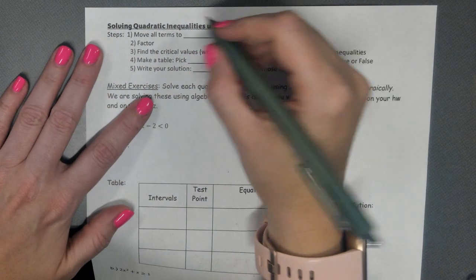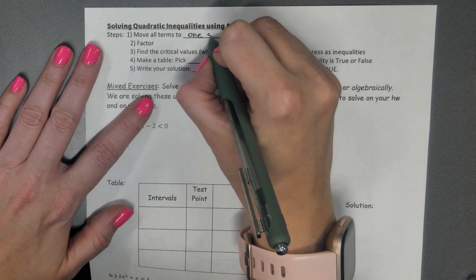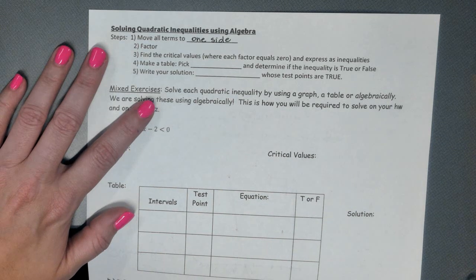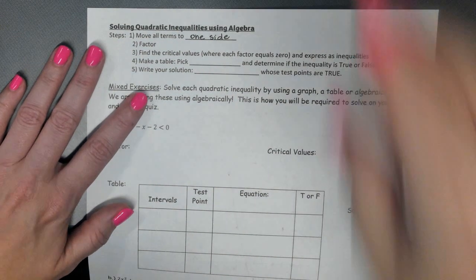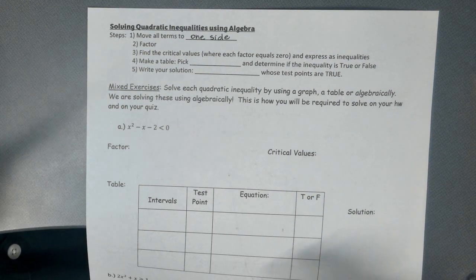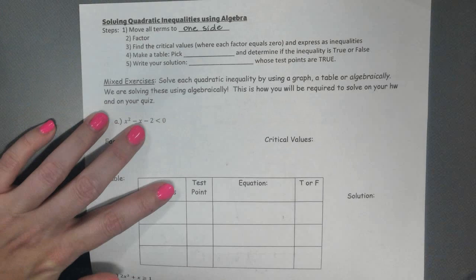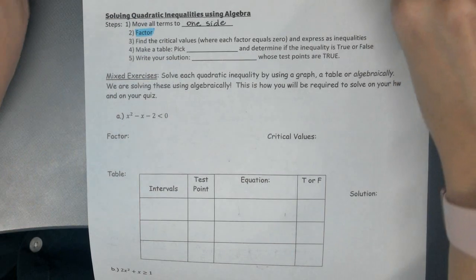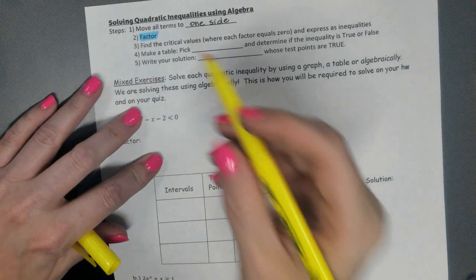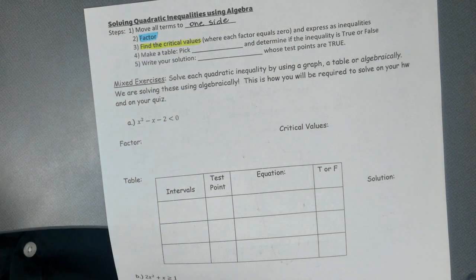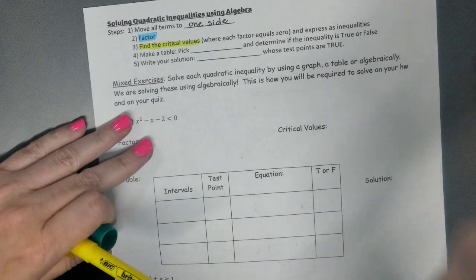So when you're solving using algebra, you move all terms to one side. The good news is sometimes they are already set up for you like that. Then you are going to factor. So that's something that we practiced, so we should be very good at the factoring process. And then after you factor, you're going to find what is called critical values. This is where each factor equals zero. So I'll walk you through that.